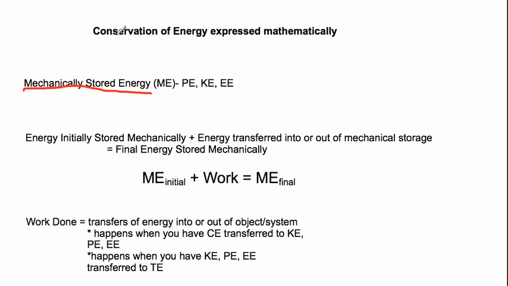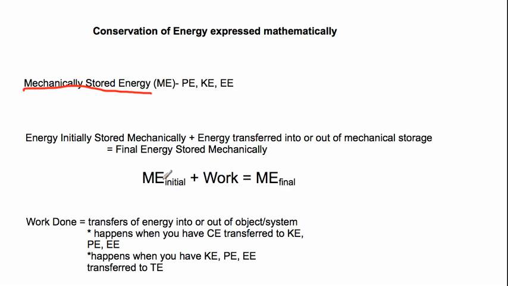All right, and so if we want to express the idea that you have some energy to start with, and then you might have some energy that leaves the object you're interested in, energy that comes in, and then you have some final energy. To express that, we can say the energy initially stored mechanically plus any energy transferred into or out of mechanical storage should equal the final amount of energy stored mechanically. Now, the reason we're focused on mechanically stored energy, these three, is because those are the three that are most applicable to the systems that we're going to be looking at.